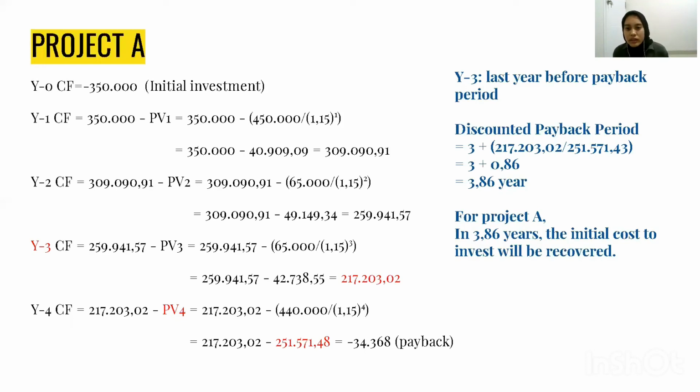So the discounted payback period is 3 plus 217,000 divided by the present value in year 4. It is 251,500. So it is 3 plus 0.86, so it is 3.86 years. And we now know that for project A, in 3.86 years, the initial cost to invest will be recovered.